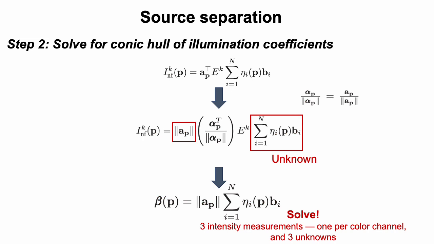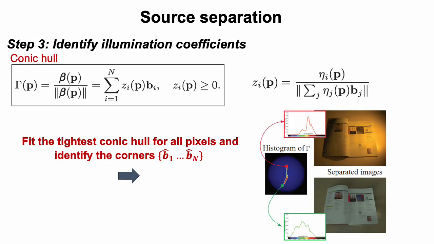In the second step, we can express the pixel intensity of the no-flash image with alpha_p from the first step. By defining beta as this, again we have 3 unknowns and 3 intensity measurements, same as step 1. We are able to solve for beta as well. Normalizing beta_p gives us gamma_p, which is invariant to reflectance.